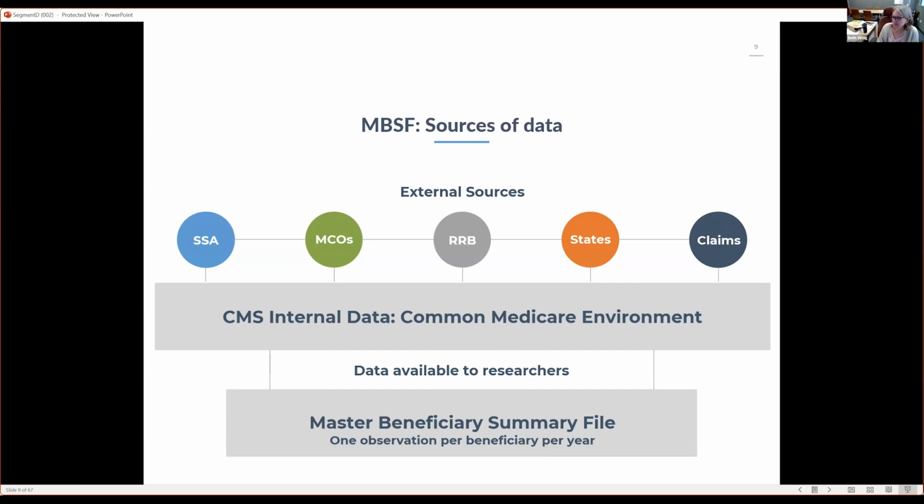From that Common Medicare Environment, a couple of things happen. In some cases, the information triggers an investigation. So the data themselves don't actually come in, but they trigger something which then can lead to something else. In some cases, there'll be a direct flow. But from that, on an annual basis, the Master Benny Summary File is created. So it's not just Medicare data, but also information from other sources that all come together to help everybody get a snapshot of the status of that beneficiary.